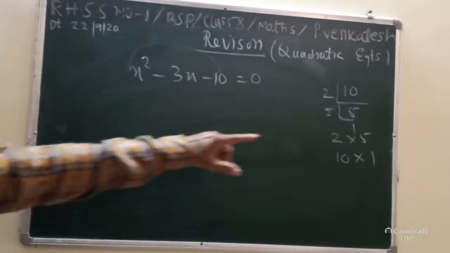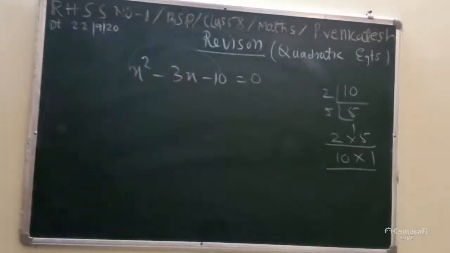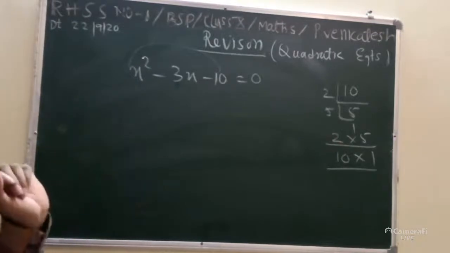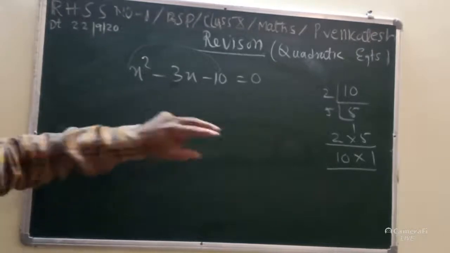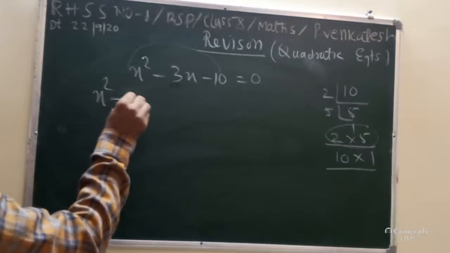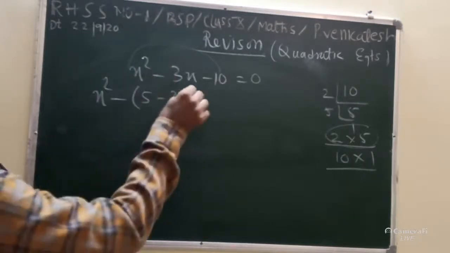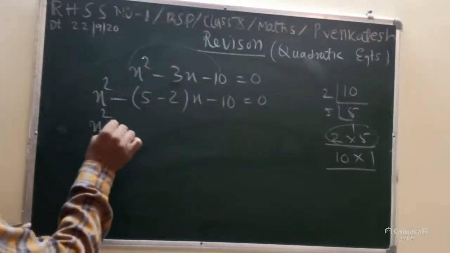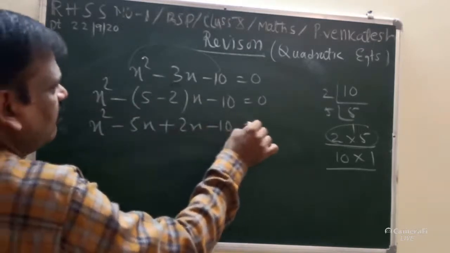Now what you have to see is which numbers you have to take so that by adding or subtracting you should get the middle term. 2 5s are 10, 5 plus 2 is 7, or 5 minus 2 is 3. You are getting this term, so we'll take these as the factors. Then this can be written as x square minus 5 minus 2, 5 minus 2 is 3, into x minus 10 equal to 0. Or x square minus 5x, minus minus will be plus 2x, minus 10 equal to 0.